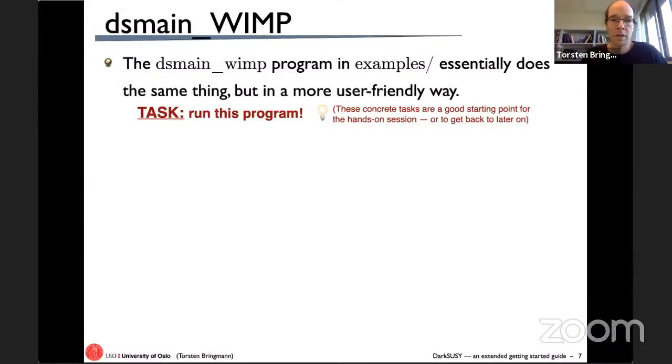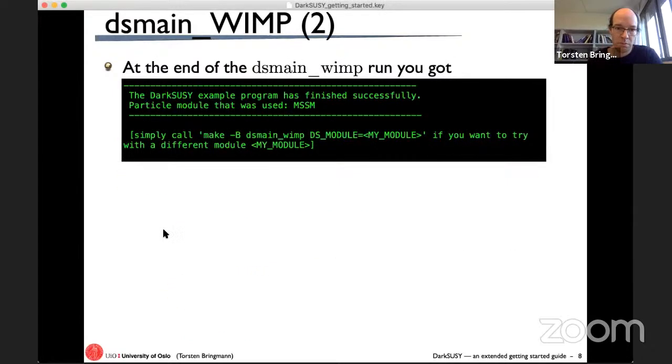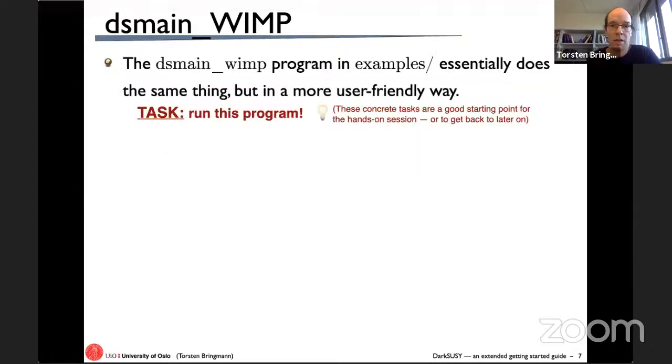Okay, so then we have the main program in examples, and this is basically an example of how to use DarkSUSY. It's very well, or extensively, documented. Just an extensive example of what I've just shown you on the previous slide.